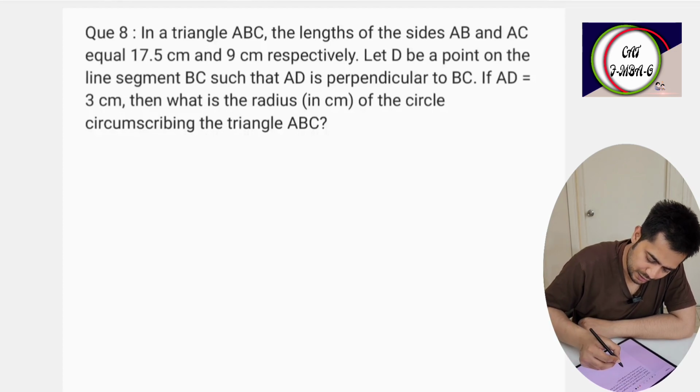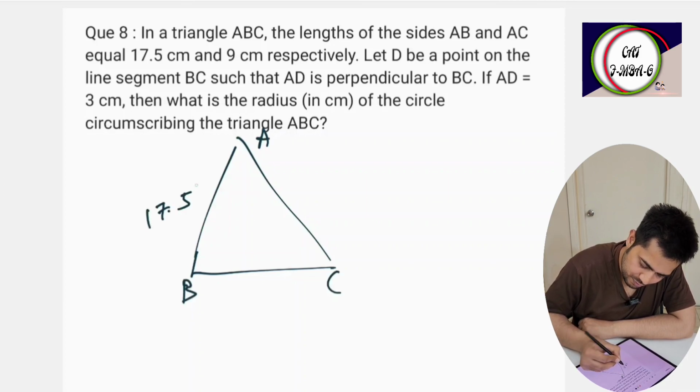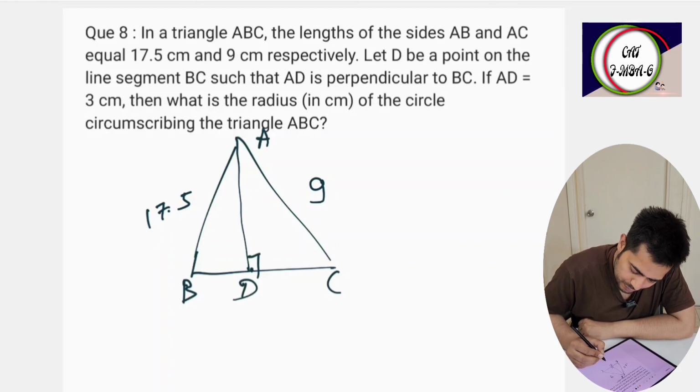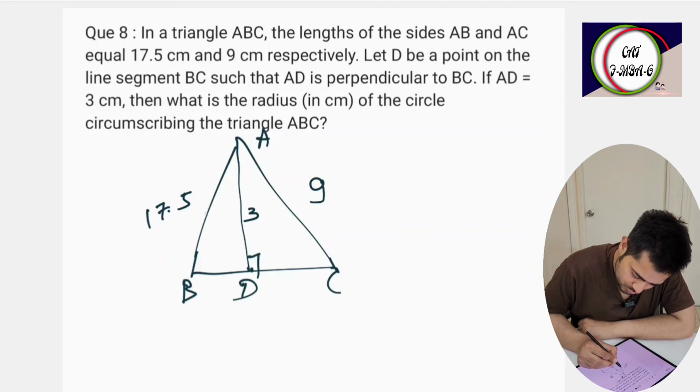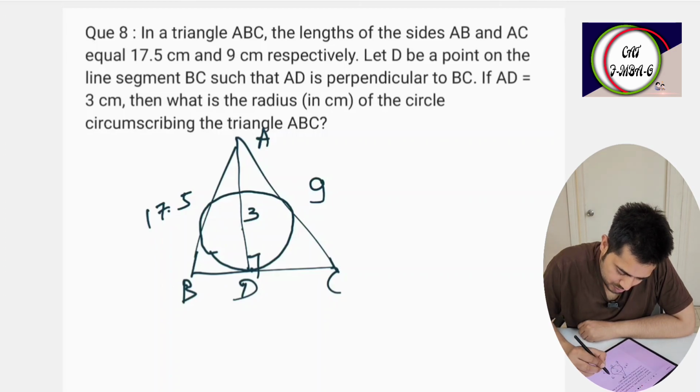In a triangle ABC, the lengths of sides A, B and C. AB is 17.5 and AC is 9. Let D be a point on the line segment BC such that AD is perpendicular to BC. So this is 90 degrees. If AD is equal to 3 centimeter, what is the radius of the circle circumscribing the triangle ABC? So we have to find out the incenter like this. So this is 3, this is 9.